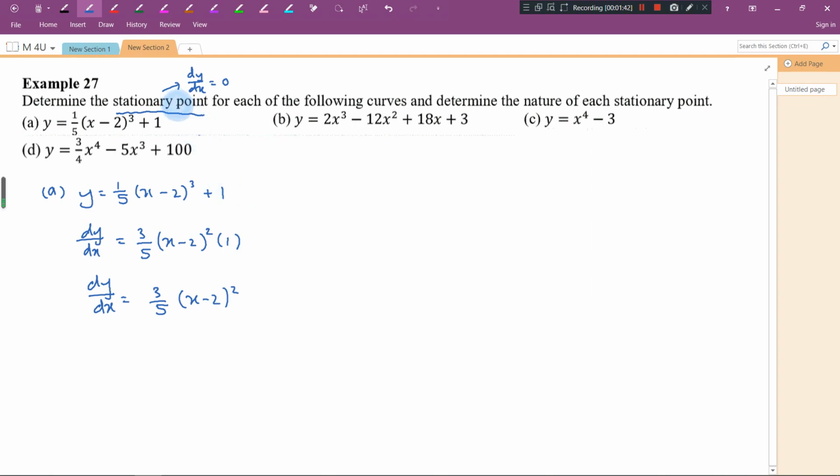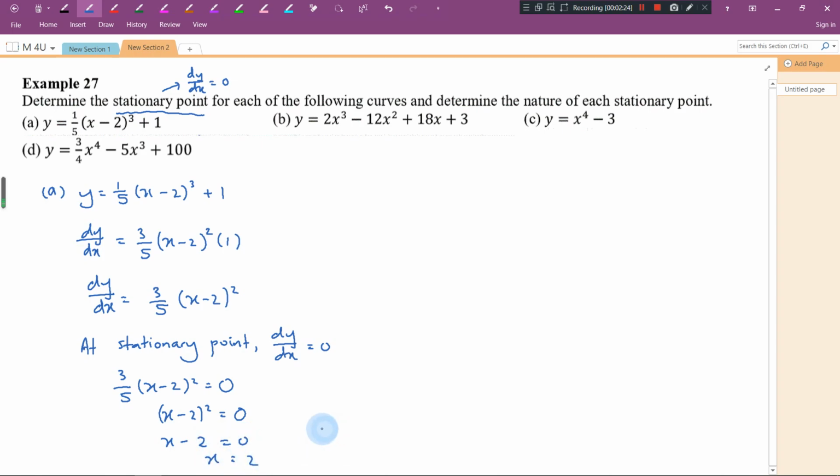So we want to find the stationary point, dy/dx equals 0. At a stationary point, we know that dy/dx will be equal to 0, so this whole thing is equal to 0. 0 divided by 3/5 you will still get 0. Square root both sides, the square root of 0 is still 0. So x minus 2 is equal to 0, x is equal to 2.